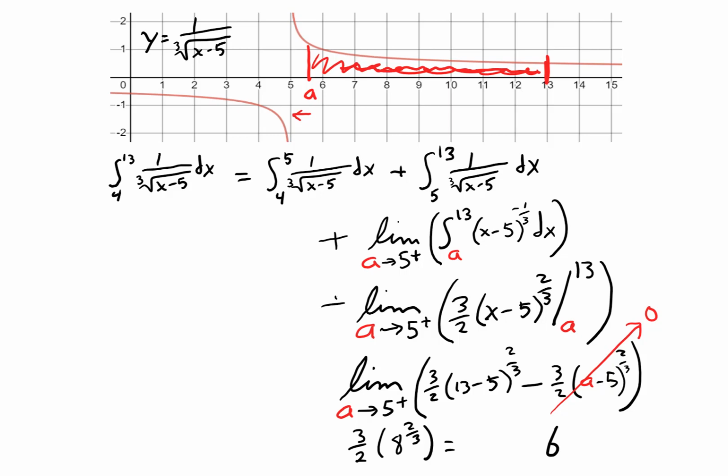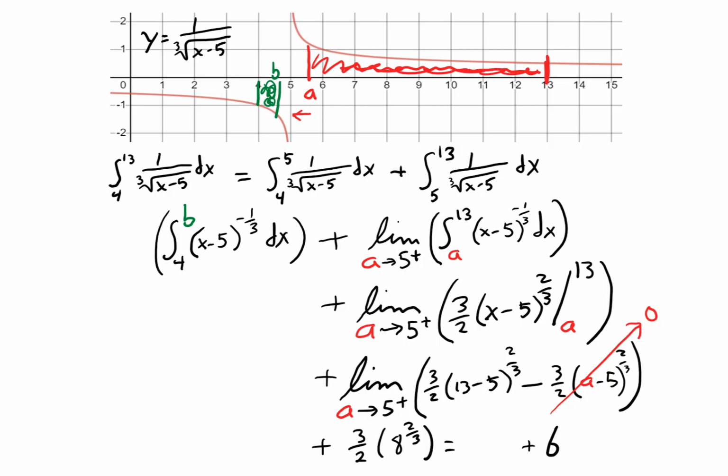Next, we consider the left side, where we have the integral from 4 to 5 of 1 over the cube root of x minus 5 dx. Again, we avoid the point x equals 5 because the function is undefined there. We let b be some number a bit to the left of 5 and find the area between the curve and the x-axis from 4 to b. This is the integral from 4 to b of our function. Again, we write the root as an exponent.